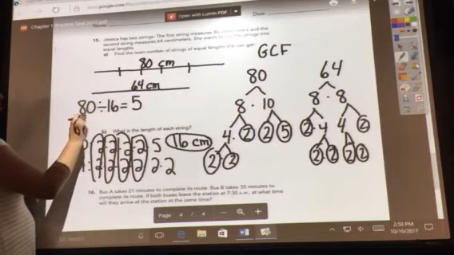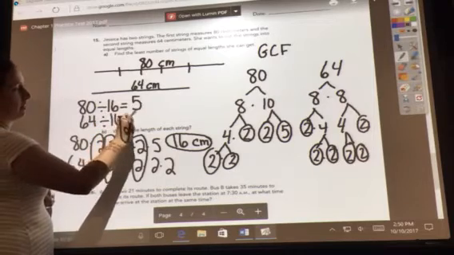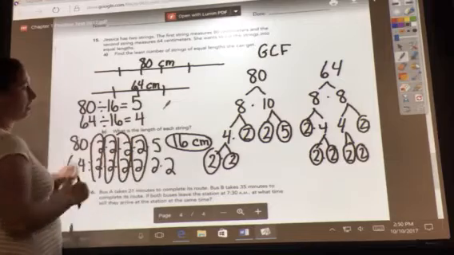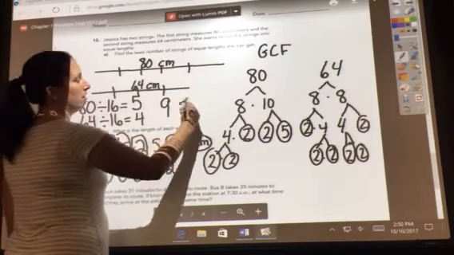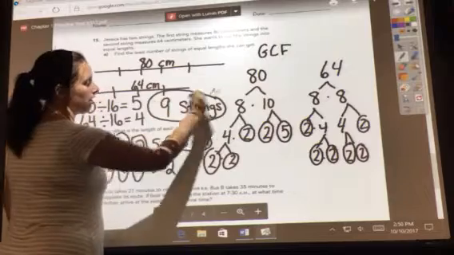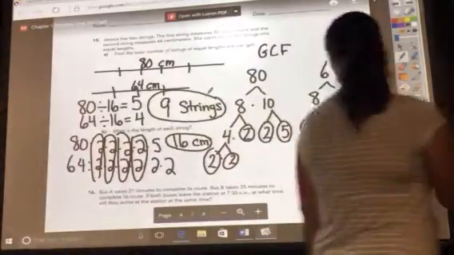And we can also do the same thing with 64. We're going to take 64 and divide it by 16, and I end up with 4 16 centimeter chunks. So I end up with a total of 9 strings that are 16 centimeters in length. All right, moving on to the last one.